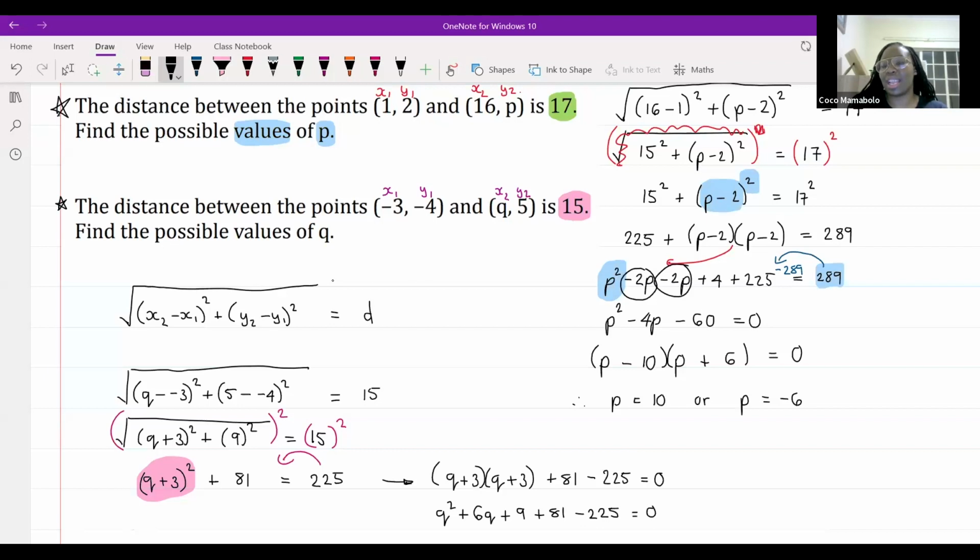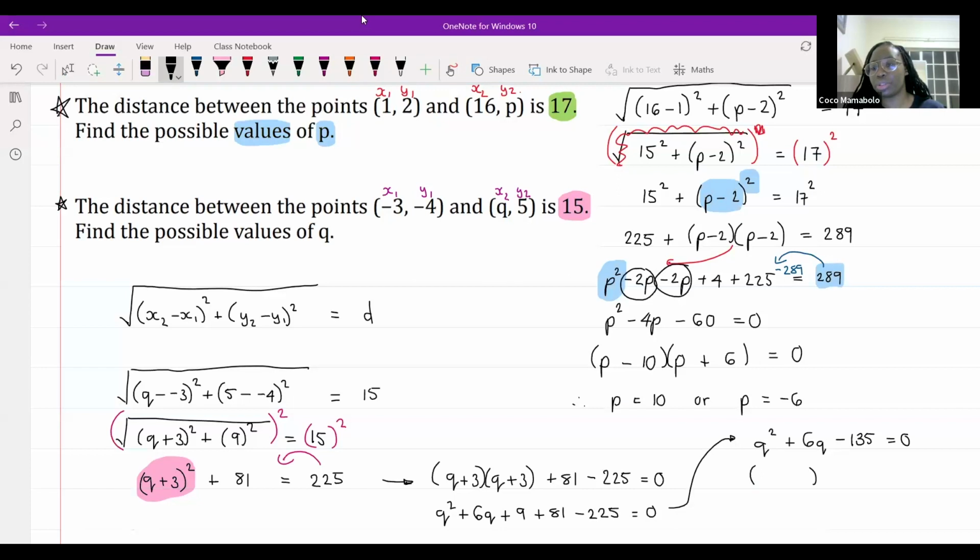And then I just need to add like terms. So from here, I'm going to get q squared plus 6q. And then I'm going to get 9 plus 81 will give me 90. So 90 minus 225 would give me how much? 135. Negative 135. Thank you very much, Balissa, is equal to 0.